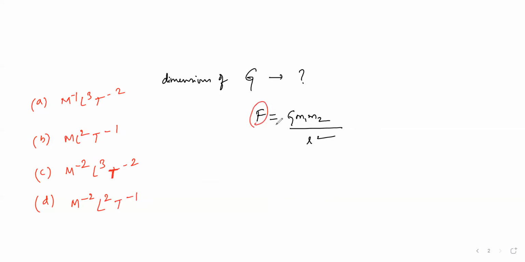Please try to understand, I am having force here. Force will have M. G, what about G? See, this is G m square. G m1 m2 means G m square, right? So if m square goes to the other side, m by m square will be M^-1. I have only one option with M^-1. This will be my answer, sir. Clear?